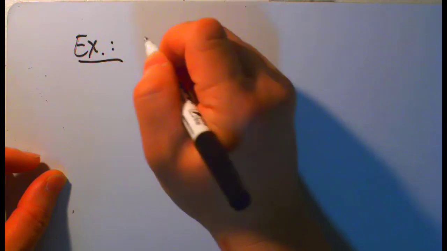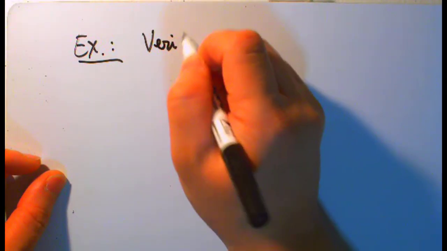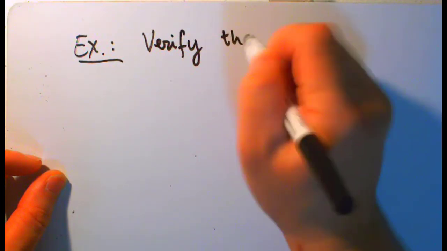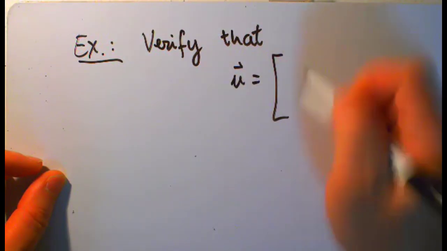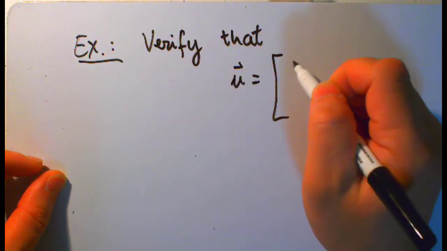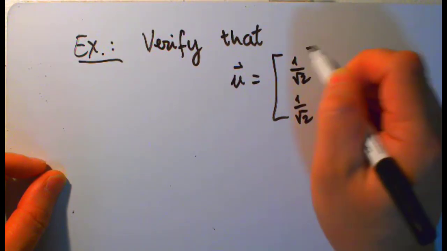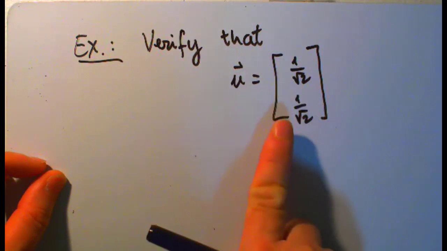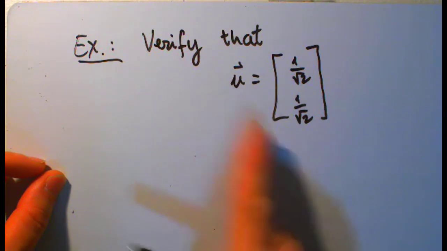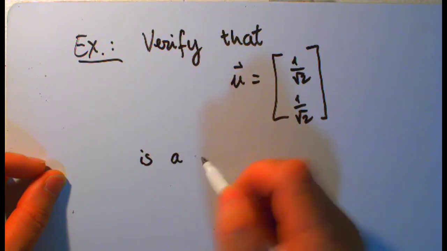So, in another example, let's verify that a vector defined as 1 over square root 2 and 1 over square root 2. So we're going to have a vector with two components, 1 over square root 2 and 1 over square root 2 again. Let's verify that this vector is a unit vector.